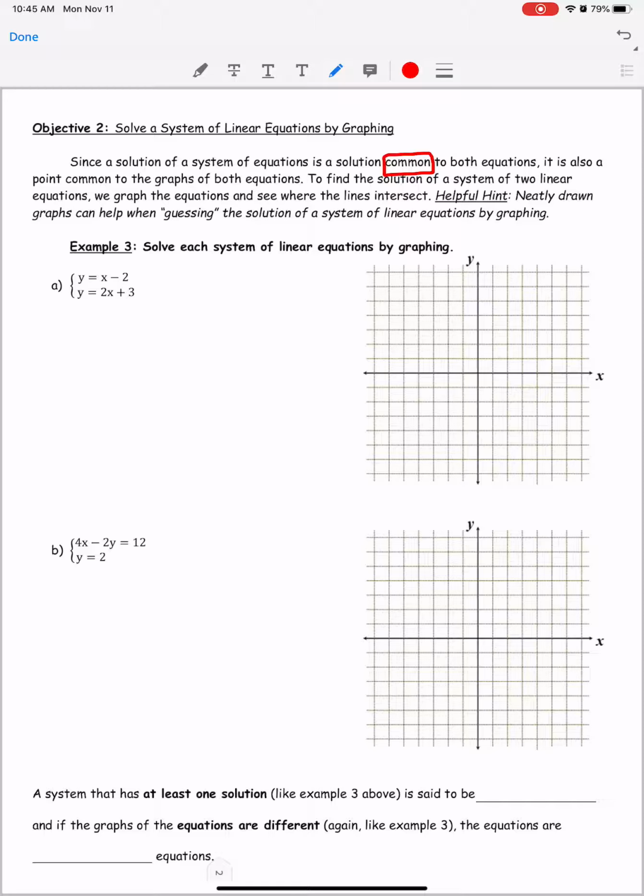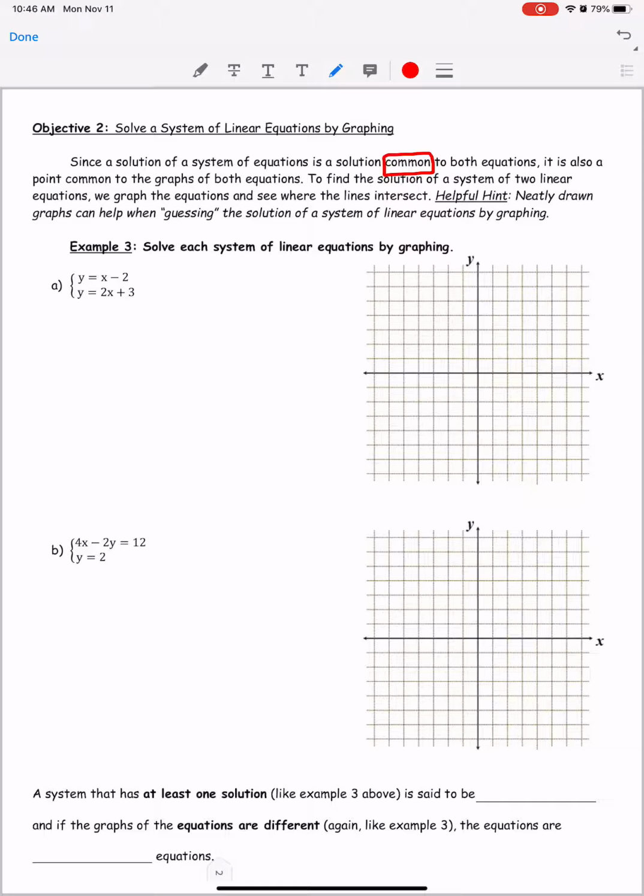A helpful hint says neatly drawn lines can help when guessing the solution of a system of linear equations by graphing. So the more neat these lines are, you don't have to guess which one it is. Basically, when we graph these lines, I want something that crosses, but see how this right here doesn't really quite cross at that point. It crosses a little bit above it. And so then in that case, I'm going to have to guess. So it's better for you to make these nice and neat.